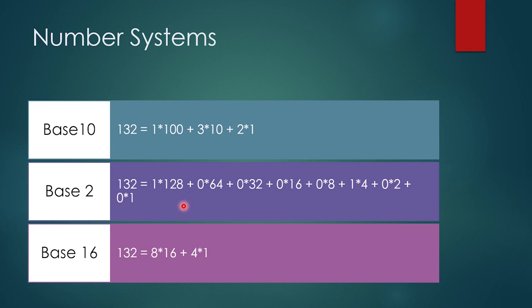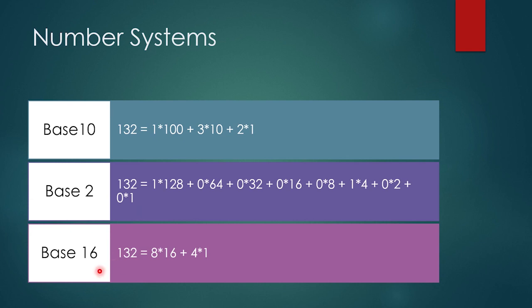we can read this out as a binary number as 1, 0, 0, 0, 0, 1, 0, 0. And it takes all those digits to represent 132 in base 2. So we see that the smaller the base, the more digits are necessary to represent the same number.